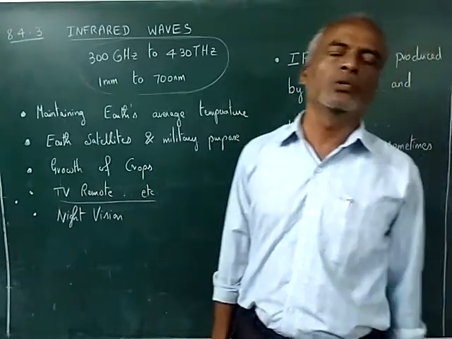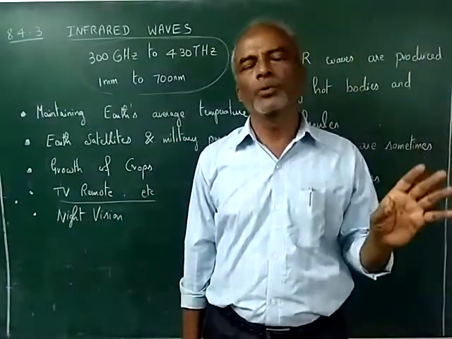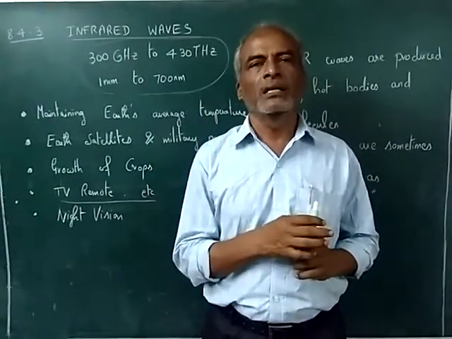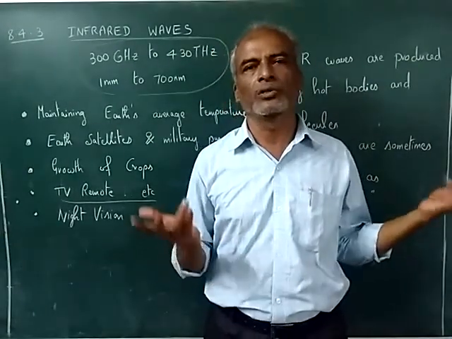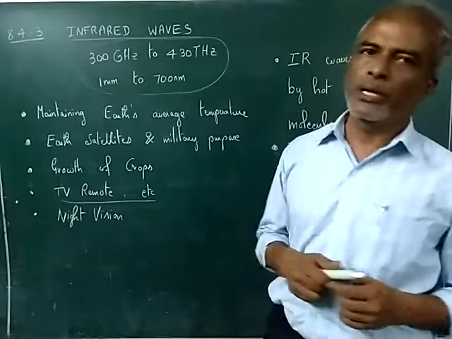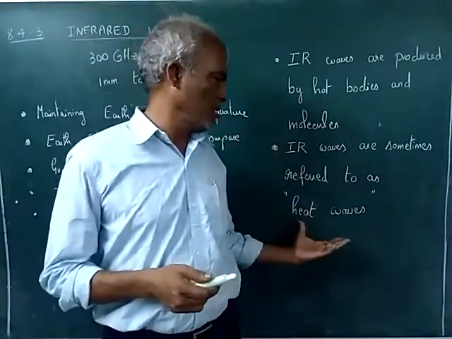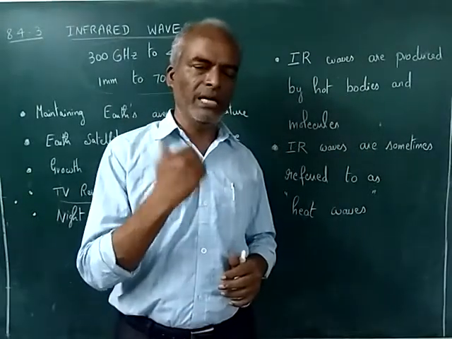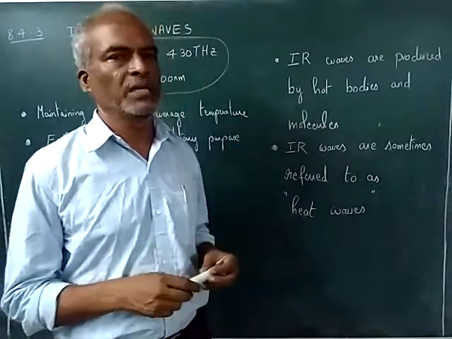Night vision in the sense that during night time, if a person is moving around, there will be a temperature around him that can be easily detected using infrared photodiodes. Thereby we can identify that a person is there during night time. So in night vision cameras we employ infrared waves. Infrared waves are produced by hot bodies and molecules, and we call them heat waves. These heat waves can be detected with the help of infrared photodiodes, and based on that we have so many applications.